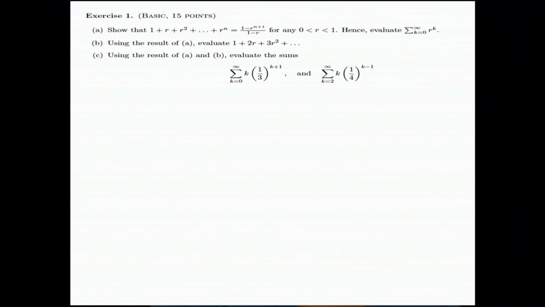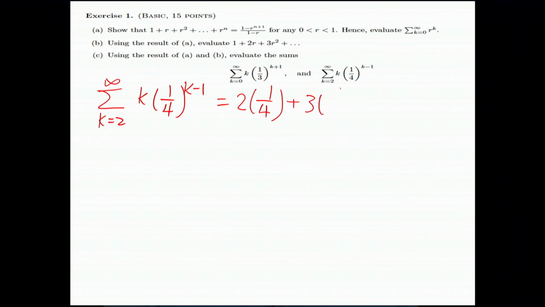So next one, summation k is from 2 to infinity, and it's k times the ratio, now the ratio is 1 divided by 4. It's 1/4. So we expand it first. It's 2 times the ratio plus 3 times the ratio squared plus 4 times the ratio cubed and so on to infinity.